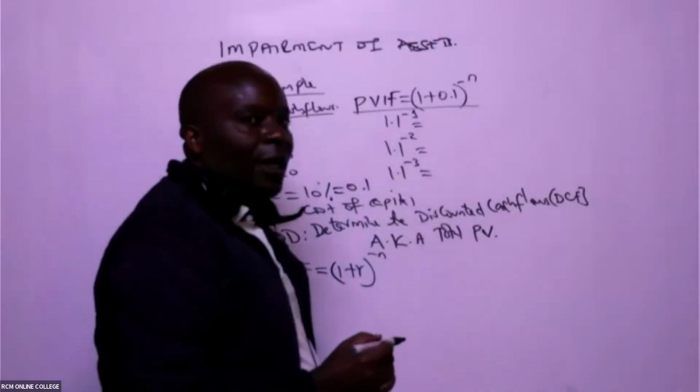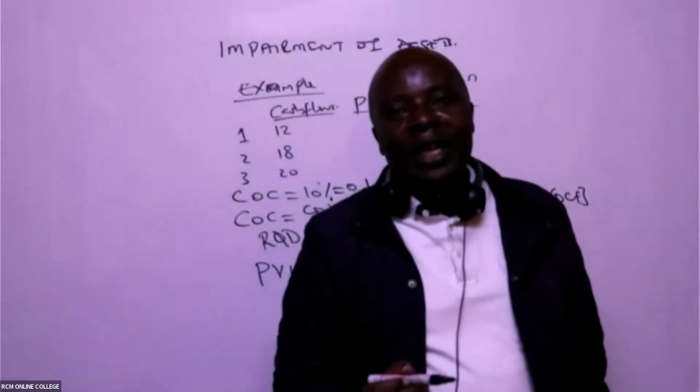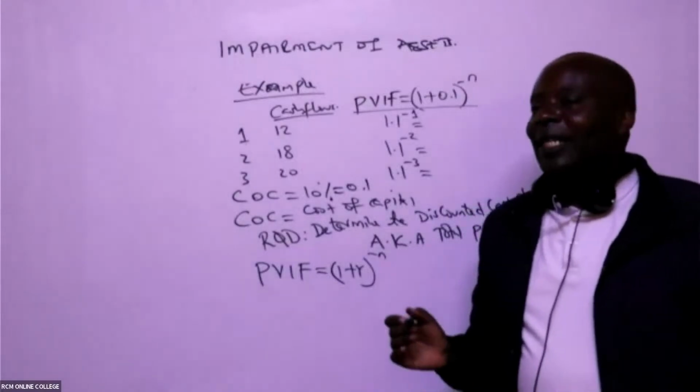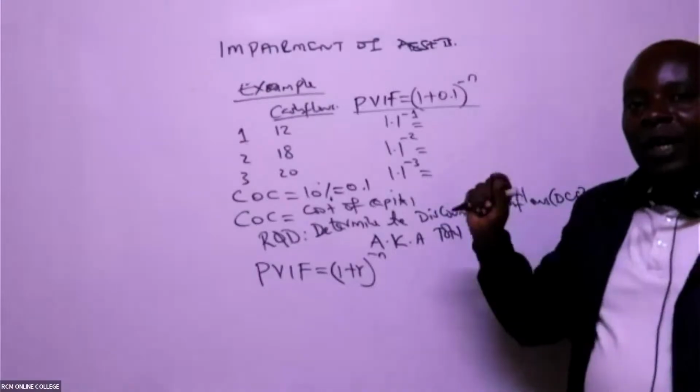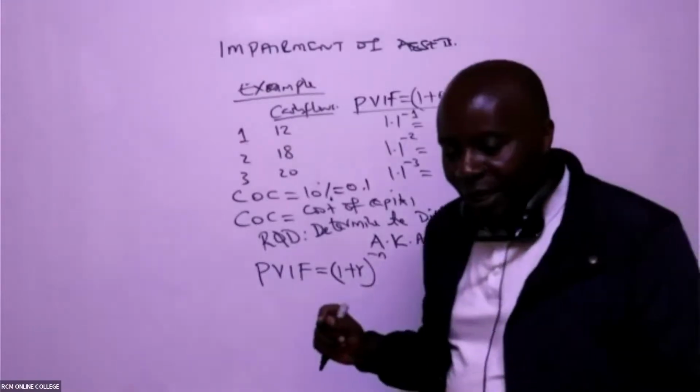In AFR, they will rarely give you tables; I've never seen them giving tables. At times they'll give you these discounting factors in the question, but in AFR we must cram the formula.